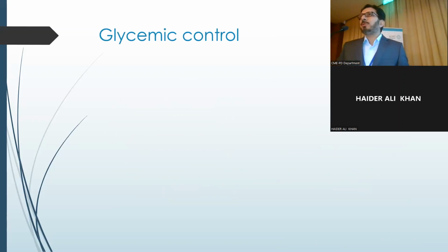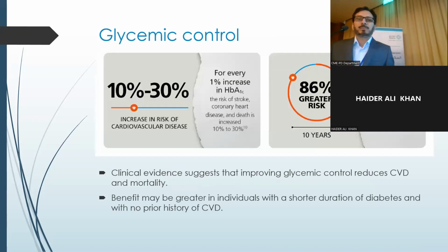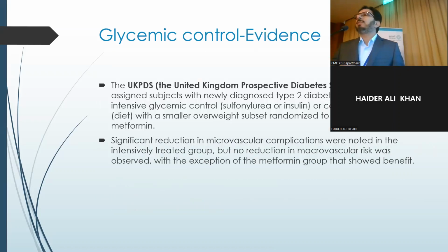Now, much has been talked about glucose lowering medications and the effect of lowering glucose on cardiovascular disease. Clinical evidence suggests that improving glycemic control will reduce cardiovascular disease and mortality, and the benefits may be greater in individuals with shorter duration of diabetes and with no prior cardiovascular disease history. So, what about intensive control versus conventional control? Intensive glucose lowering versus conventional glucose lowering. I'll just go through these slides quickly.